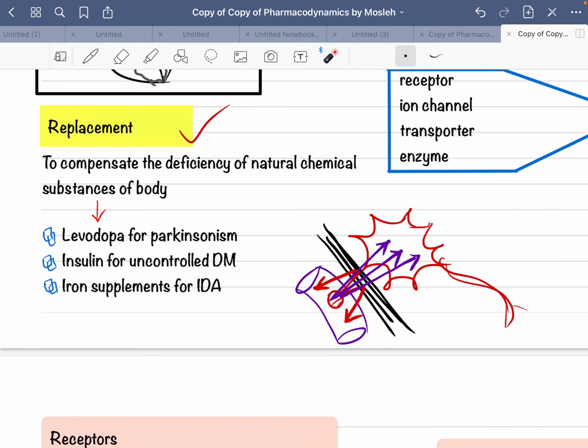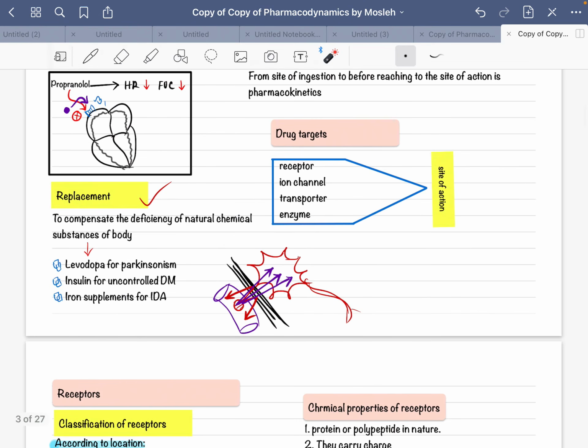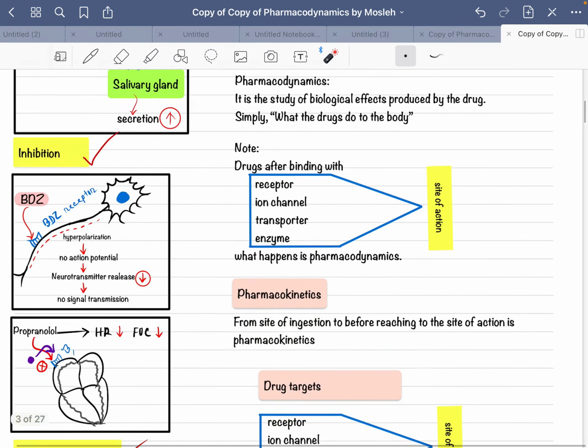And another example is if a patient comes to you suffering from iron deficiency anemia, then we will prescribe iron supplementation to compensate the iron deficiency. So this is the replacement effect of drug.